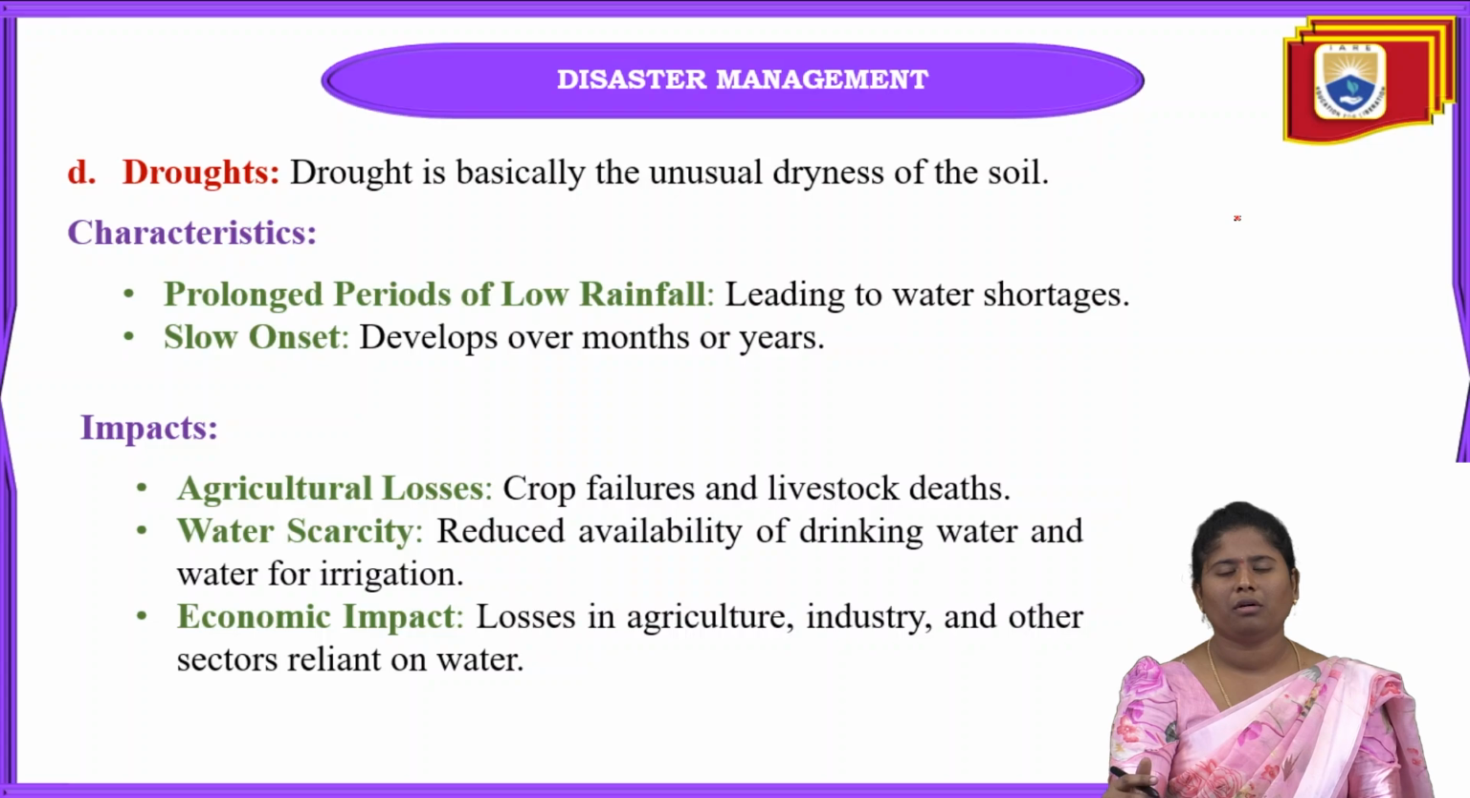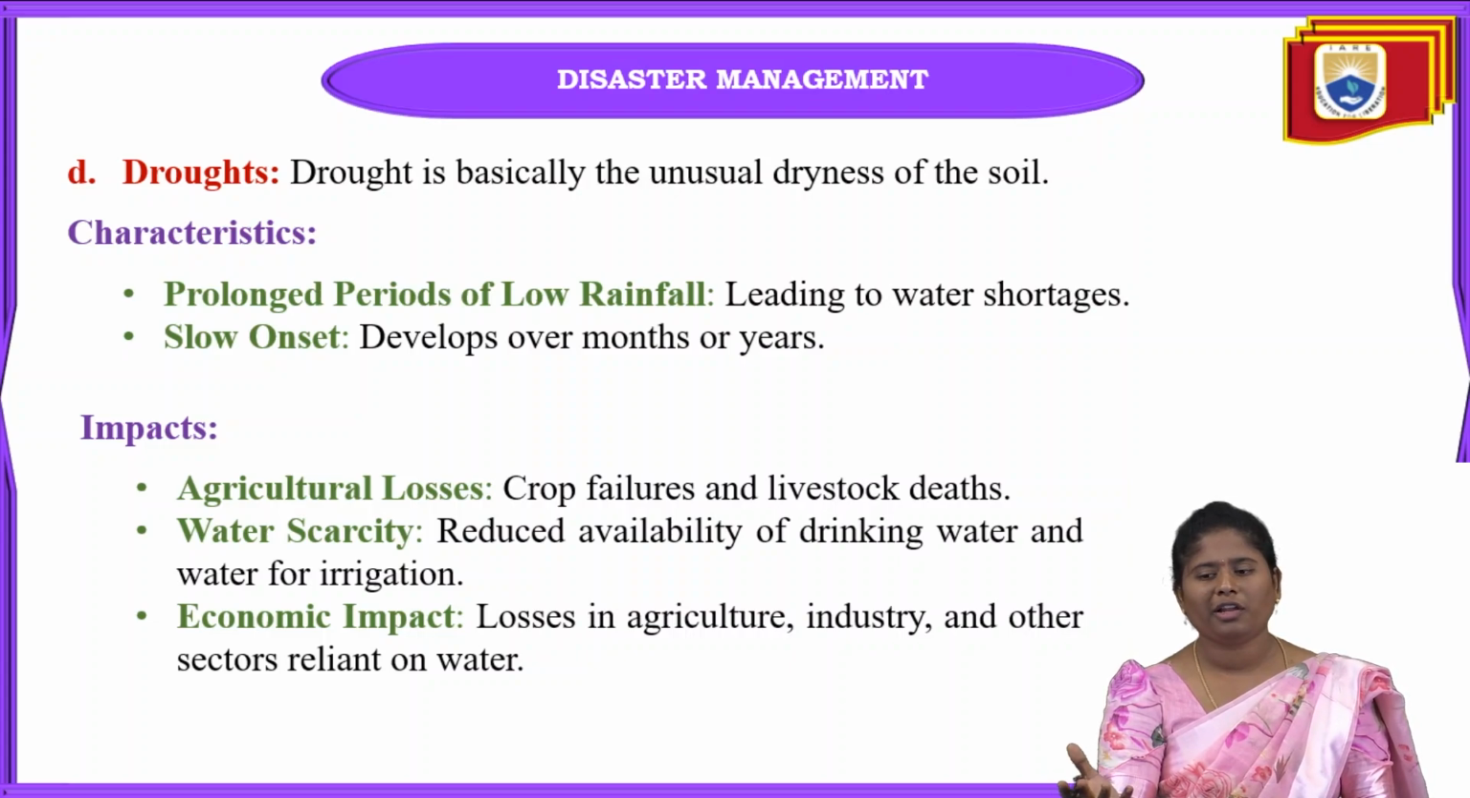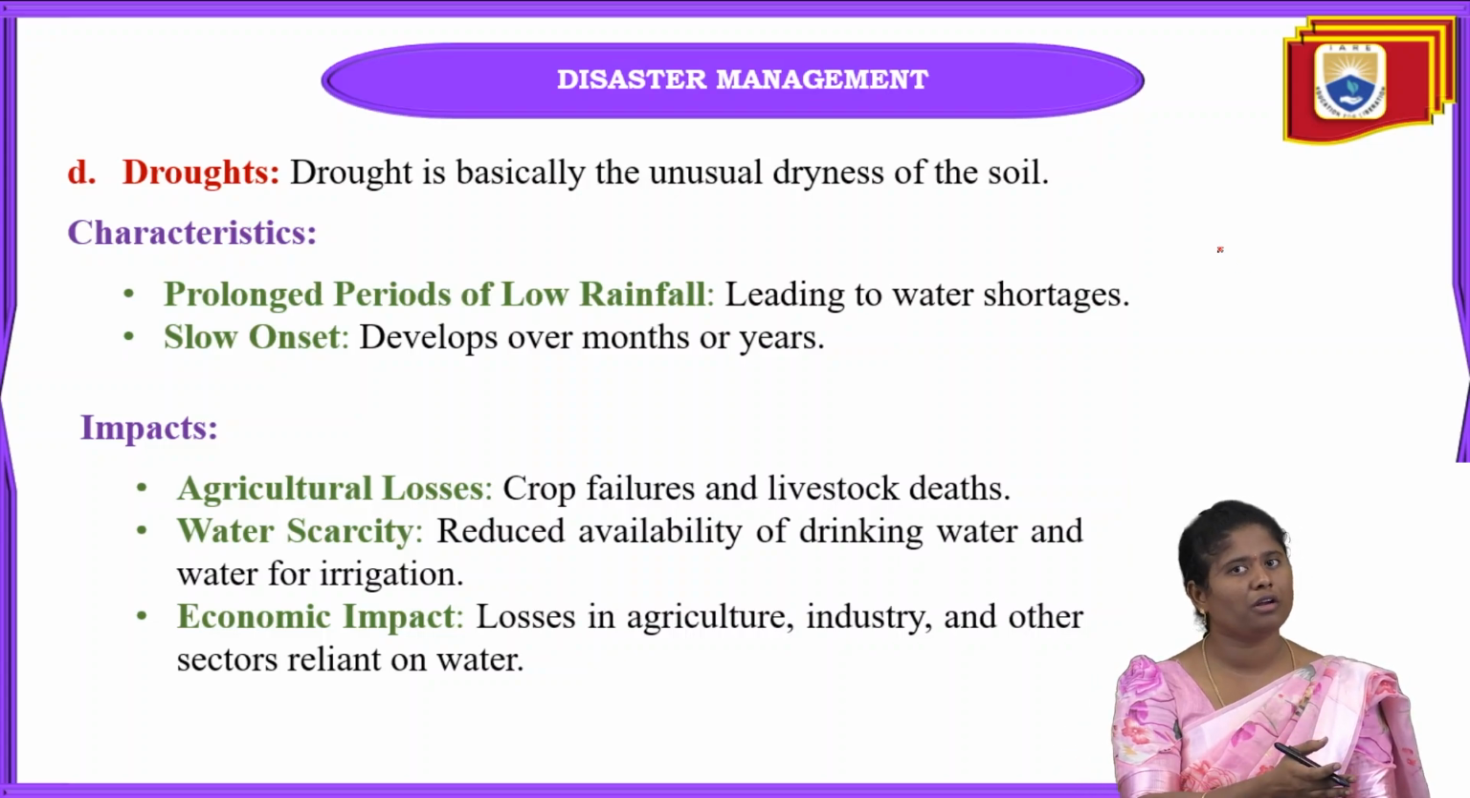Next is droughts. What is meant by droughts is unusual dryness of the soil. If the soil is not getting a minimum amount of water, it can't grow any type of vegetation in that area. That is called drought. The characteristics of droughts are prolonged periods of low rainfall. If there is no rainfall, the earth surface will automatically become dry. If the earth surface is more than wet, that will cause floods.